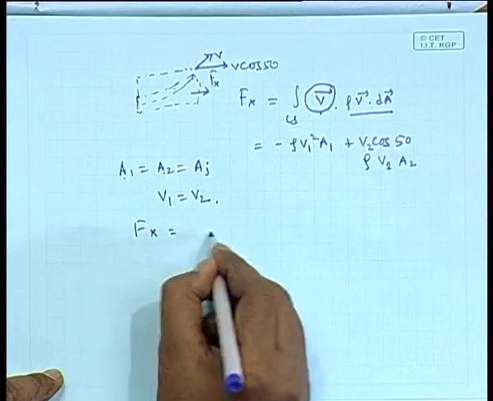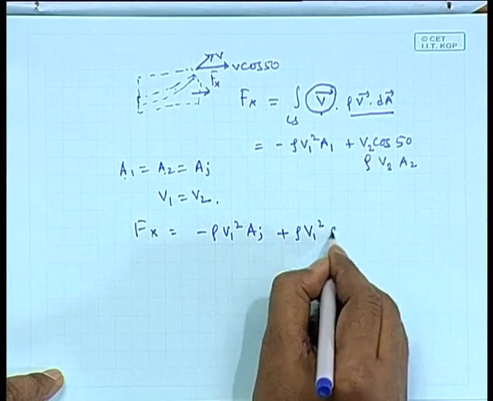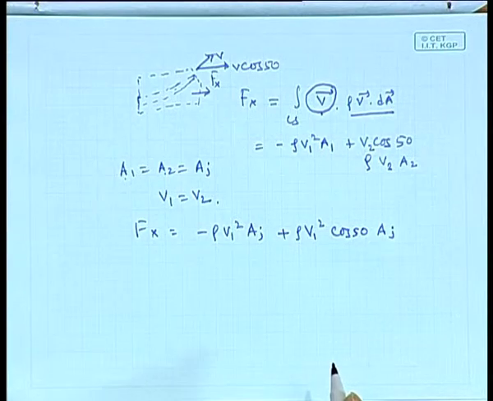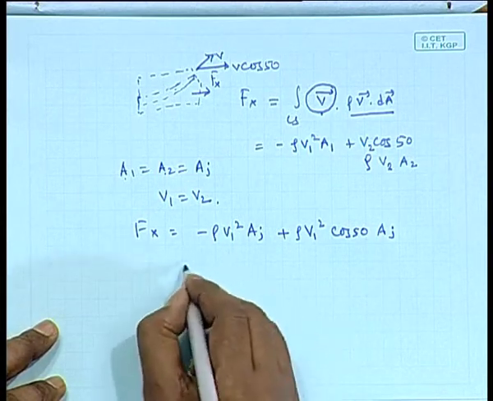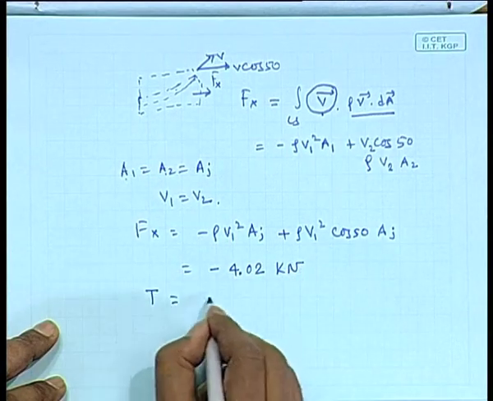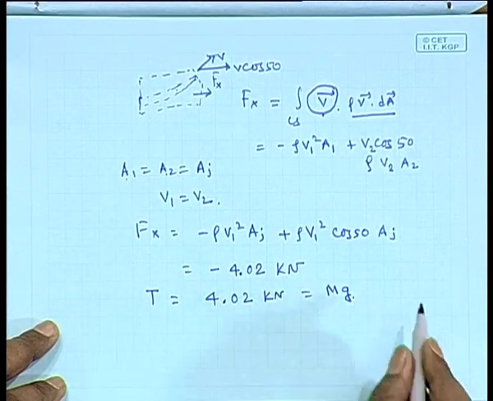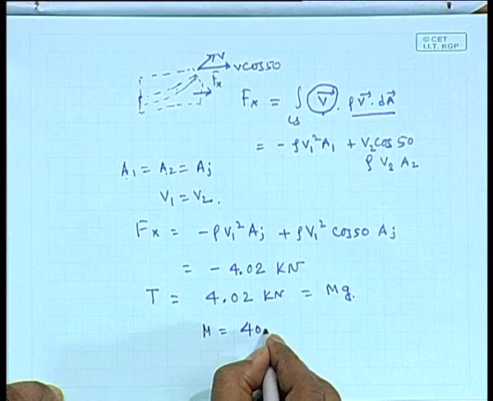So your Fx will be minus rho V1 square A1 plus rho V1 square cos 50 A1. If you put the numbers, it will come out to be minus 4.02 kilonewton. So the tension in the wire will be 4.02 kilonewton. That should be equal to the weight of this body that is hanging to maintain it in stationary condition, and take g equal to 9.8 or 10. If you take 10, you will get mass equal to 402 gram.